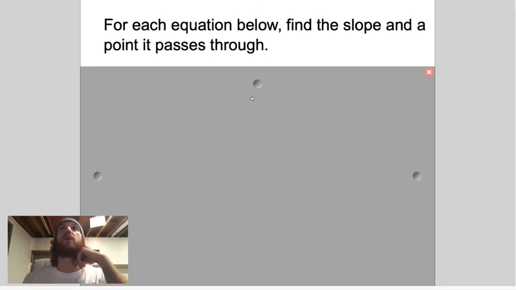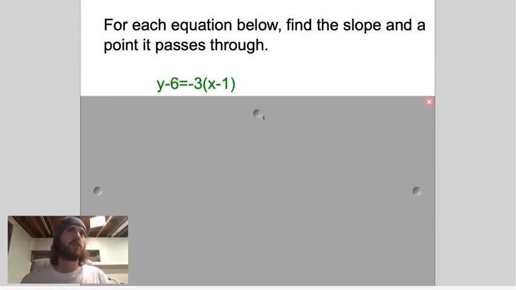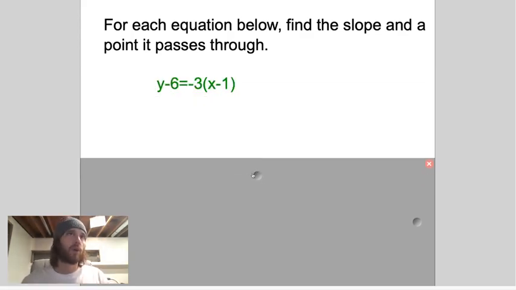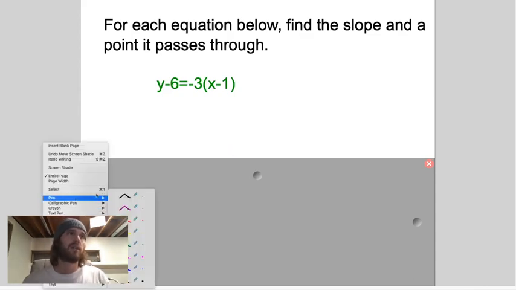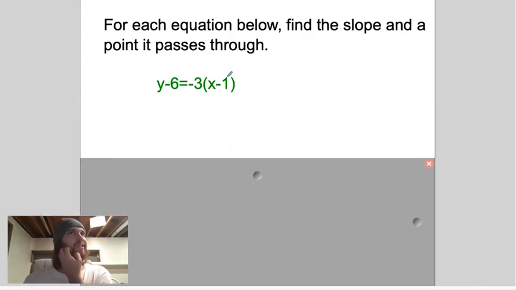For each equation below, find the slope and a point that it passes through. So for these ones, we are going to just look at the equation and we're going to pull out the slope and a point. And some of them are a little clearer than others. Let's take a look-see here.